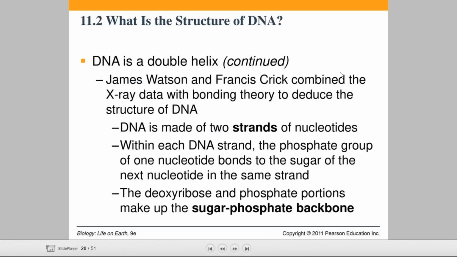James Watson and Francis Crick combined the X-ray data with bonding theory to deduce the structure of DNA. But what they did, they did on purpose, not accidentally. They borrowed Franklin's data from Wilkins without telling or asking permission from Rosalind Franklin. So it's a bit like stealing, quote unquote, Rosalind Franklin's data. They published at the same time, but the journal put the Watson and Crick publication on the front page, and Rosalind Franklin's on the next page. So it was a pretty bleak and sad situation at that time.